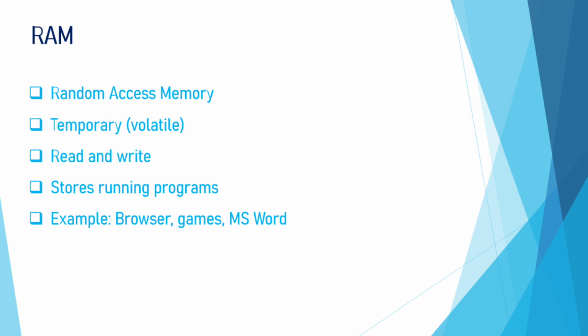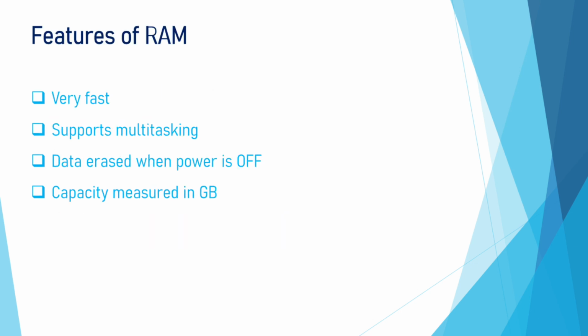So now let us see what are the features of RAM. RAM has several important characteristics. First, it is volatile memory. This means all data stored in RAM is lost when the computer is switched off. Okay, remember this. RAM is volatile.